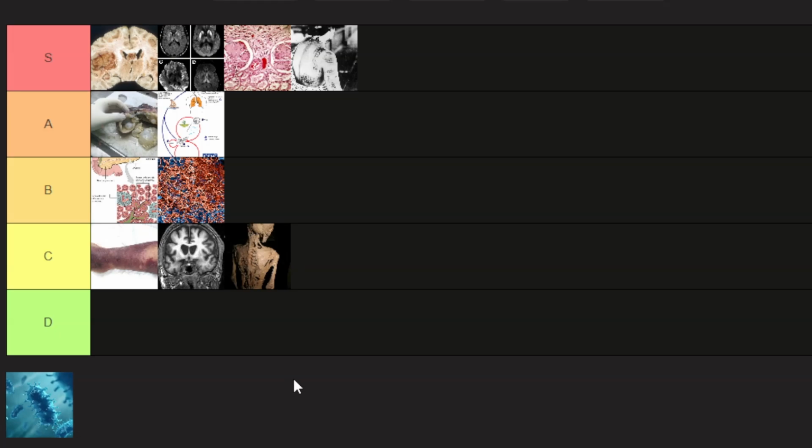As for fatality rate, it gets a 10. Once symptoms appear, you will almost certainly die. And for life expectancy, it gets a 9.8 because you will die in days to weeks. So for this reason, rabies will take the number 1 spot in S tier.